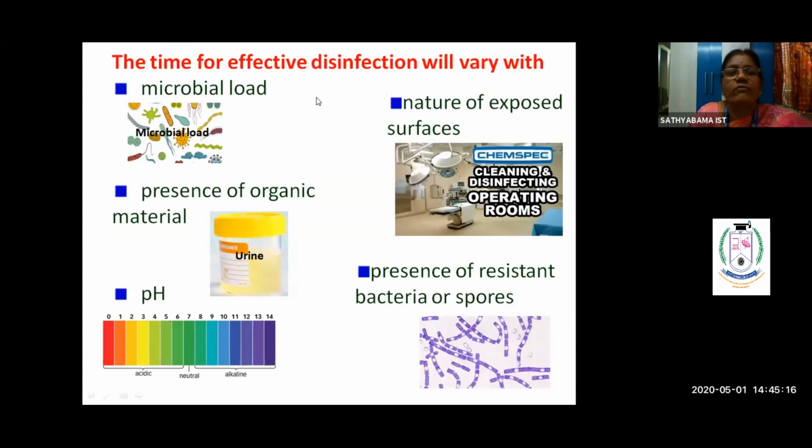The time for active disinfection will vary depending on the microbial load, whether it is too high or too low, and on the kind of microbe, whether it is a spore forming bacteria, a mycobacteria, gram positive or gram negative bacteria, or a virus. Next, the presence of organic matter, whether the specimen is urine, sputum, or a feces sample. Also the pH, whether the medium is acidic, alkaline or neutral. And also the nature of the exposed surface, whether the disinfectant is going to act on a metal surface, a glass surface, the skin, or tiles or floors, etc. So these are the factors which determine the time of exposure for the action of a disinfectant.